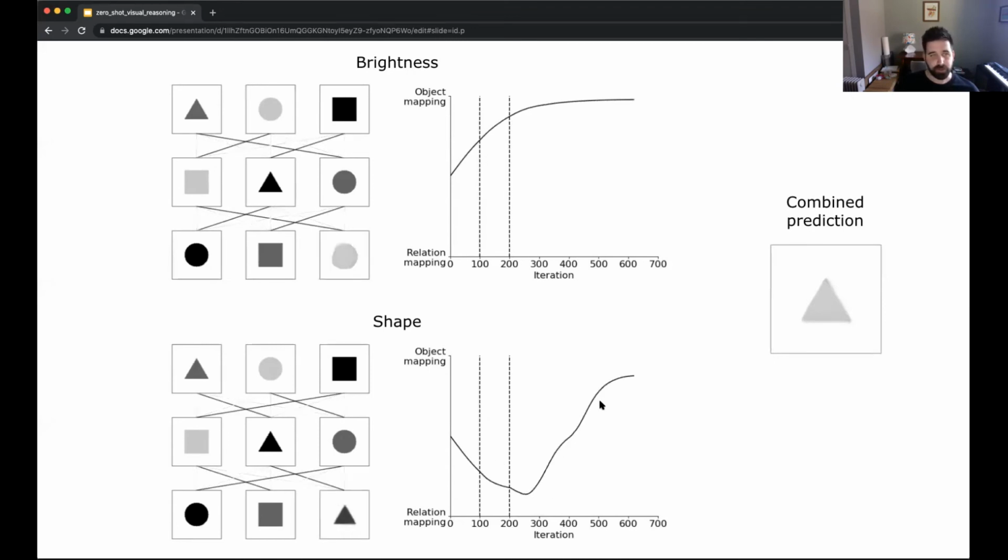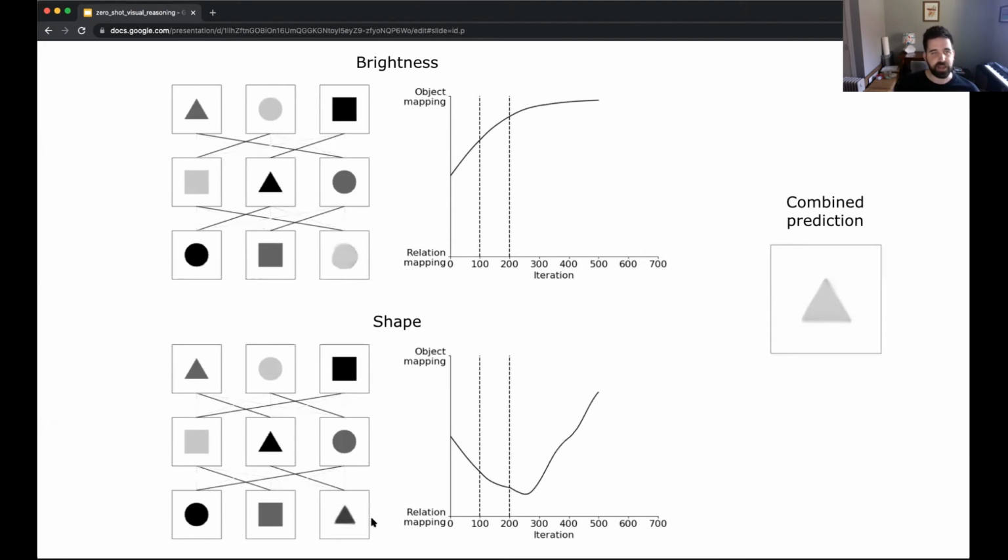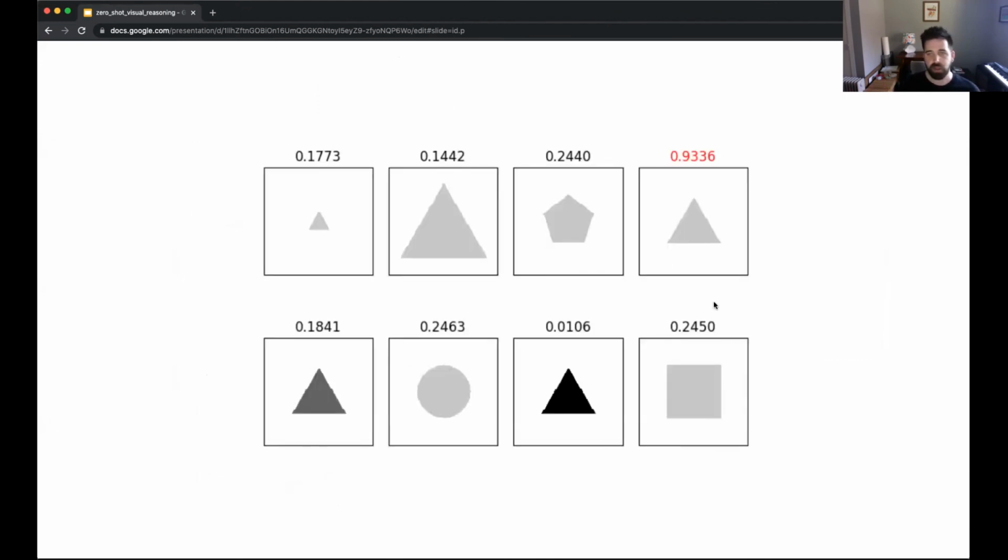object-based mapping solution. And then ultimately, you can combine the predictions together from the brightness and shape dimension, basically by adding their associated vectors. And from that, you get a final prediction that combines the correct shape and brightness. And that's indeed the correct answer.